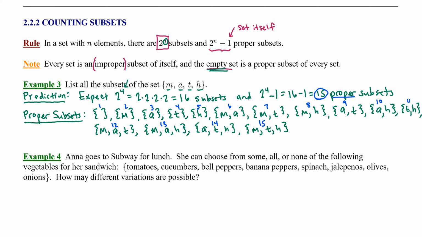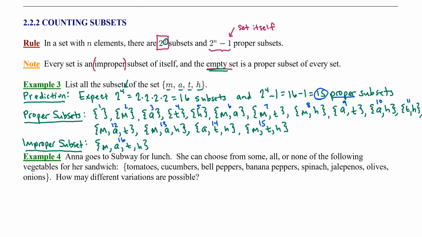So there's only one more subset, and it's known as the improper subset. The improper subset is the set itself, M, A, T, and H. When we count that one, we have a total of 16 subsets. You can kind of understand why it's called an improper subset, because it is equal to the original set and doesn't really communicate the idea of being a smaller set within the larger set.